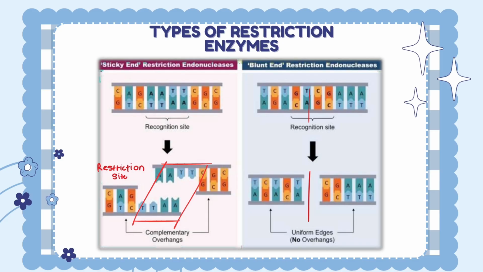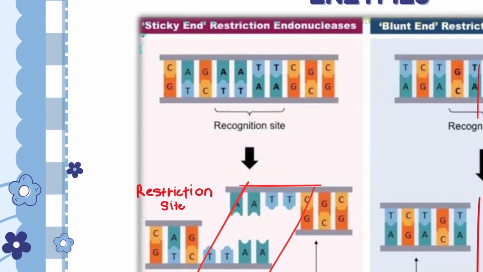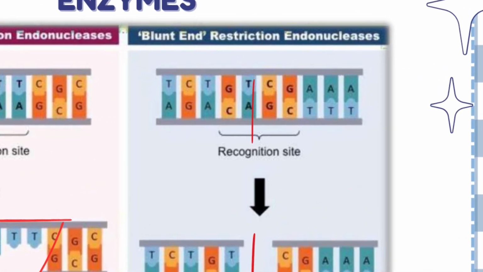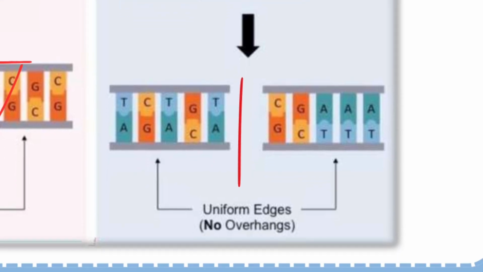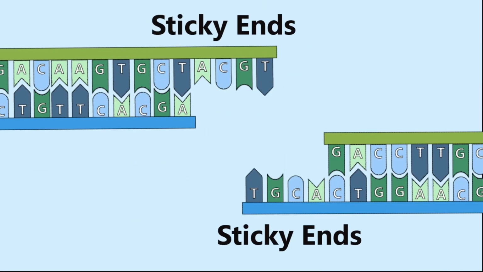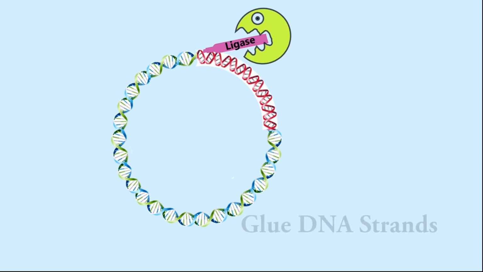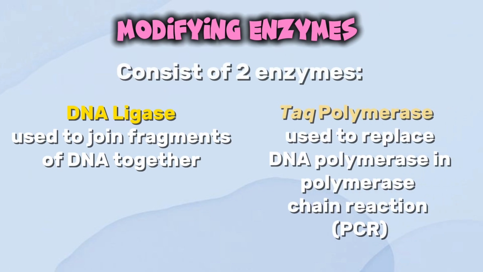We have two types of restriction enzyme cuts. The first one is the sticky end, which has complementary overhangs, and the other one is the blunt end, which has uniform edges and no overhangs. Now, for the fourth tool, we have modifying enzymes. Modifying enzymes consist of two enzymes. First, DNA ligase, used to join fragments of DNA together, while Taq polymerase is used to replace DNA polymerase in the polymerase chain reaction (PCR).